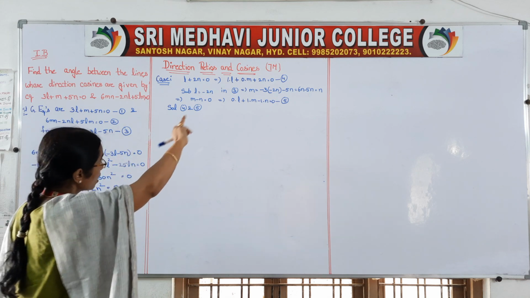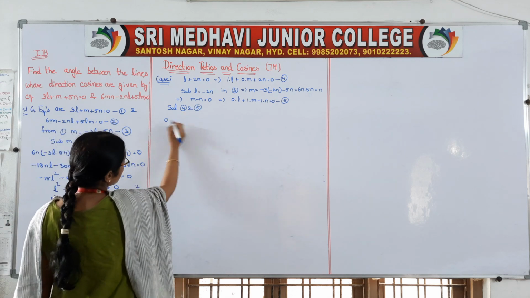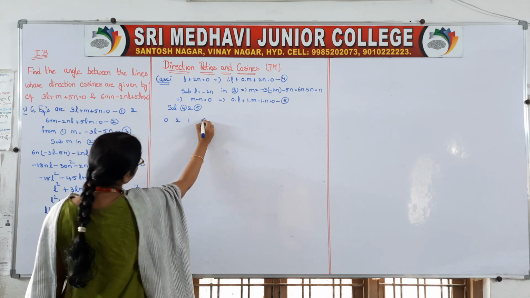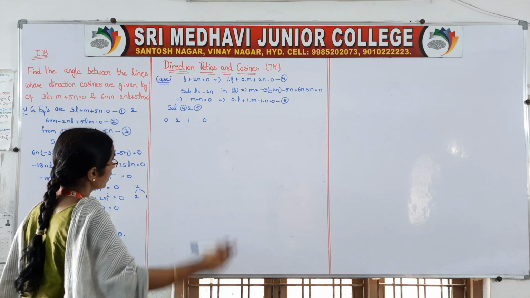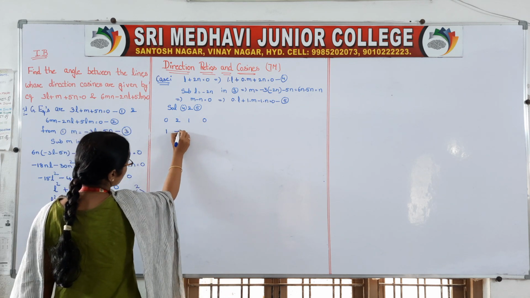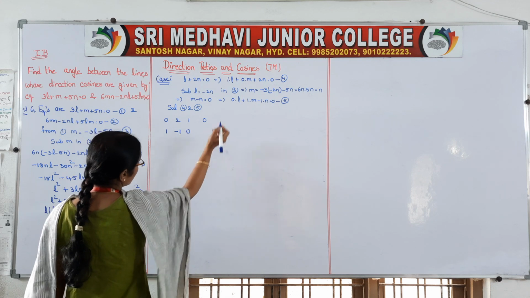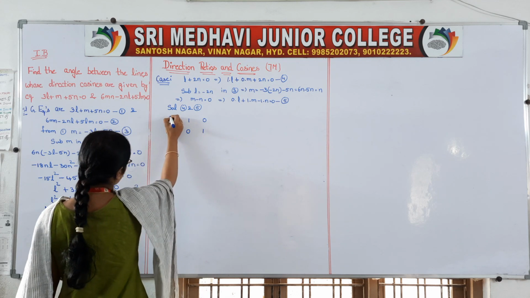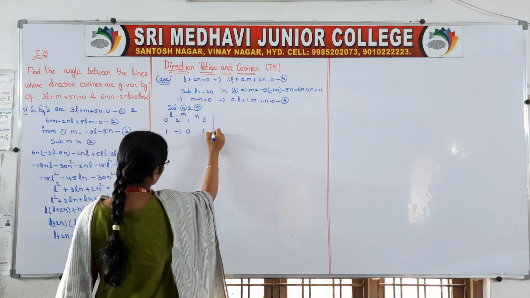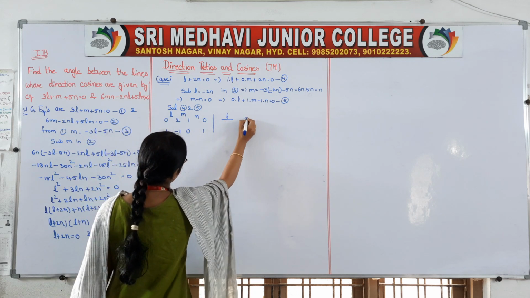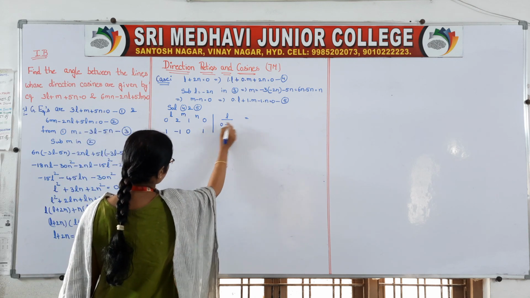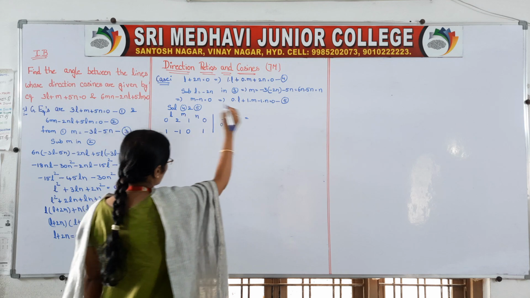How will we solve this? First, take the m coefficient, n coefficient, L coefficient, and again the m coefficient. Similarly, take the second row: m coefficient 1, n coefficient, L coefficient, and again the m coefficient. So in the middle we have to take L, M, N.